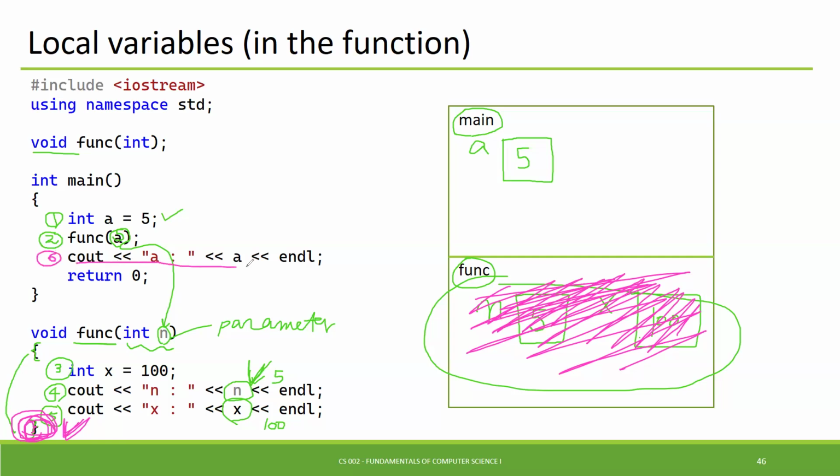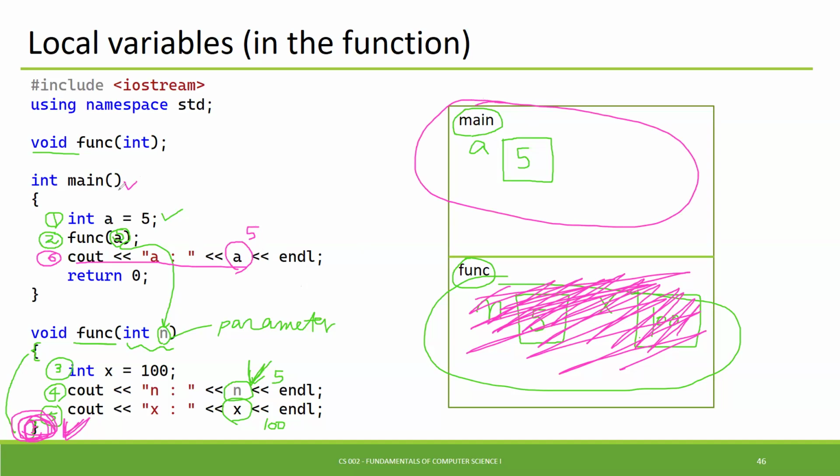And after that, this is line 6, cout A. Now we go back to main. The computer will see there is A here in the main area. Yes, it is, so 5 is printed out. Is it okay? This is a local variable.